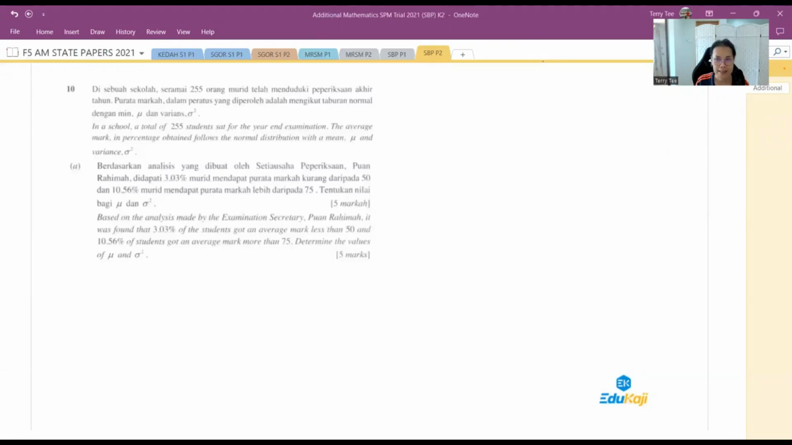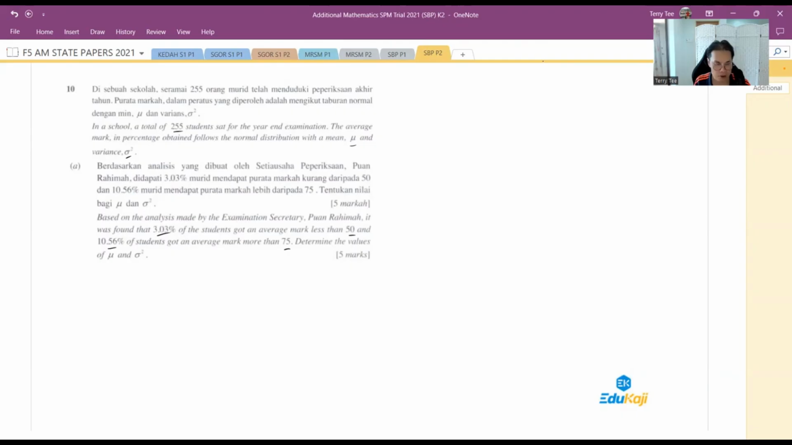Okay, moving on. Question number 10. This is your Form 5, Chapter 5, Probability Distribution. In a school, a total of 255 students sat for the year-end examination. Average marks follow a normal distribution with mean mu, variance sigma squared. Based on analysis, it was found that 3.03% of students got an average mark less than 50, and 10.56% of students got an average mark more than 75. Determine the value of mu and sigma.